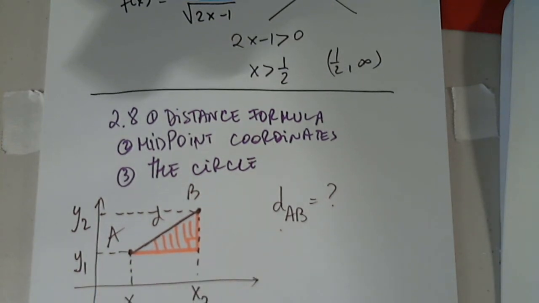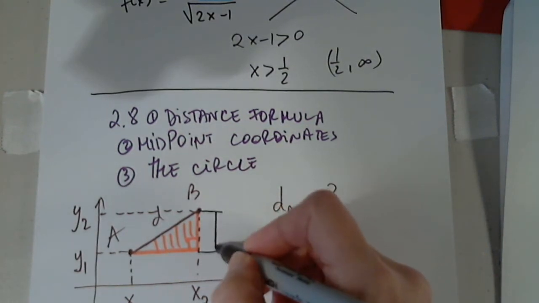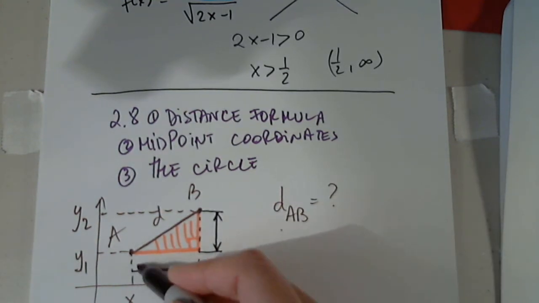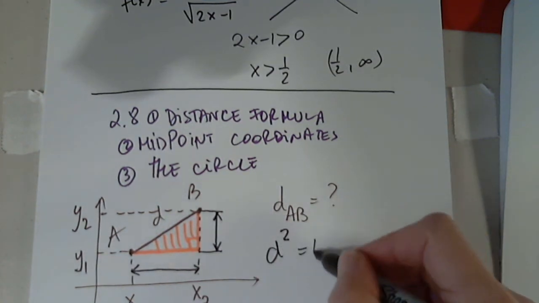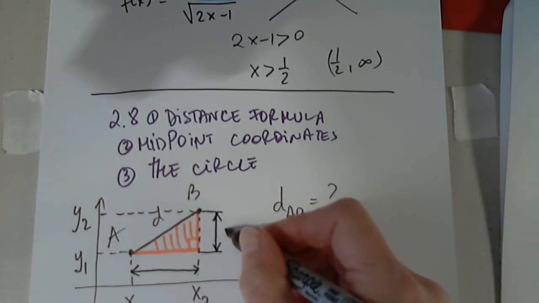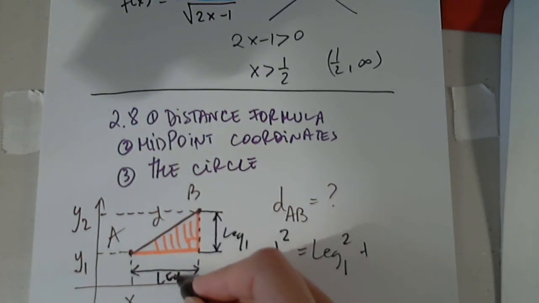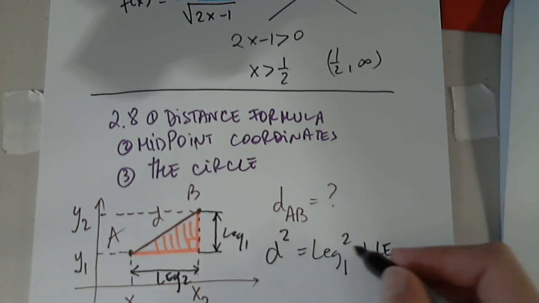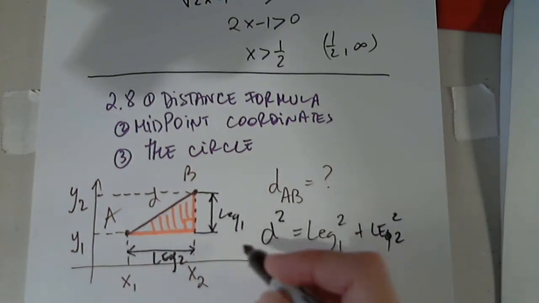But the question is, I will be able to do that, but I need this length. I need to identify how long this is, and I need to identify how long the other leg is. And then I will write that the distance squared equals leg 1 squared, plus leg 2 squared. But I need to determine the length.